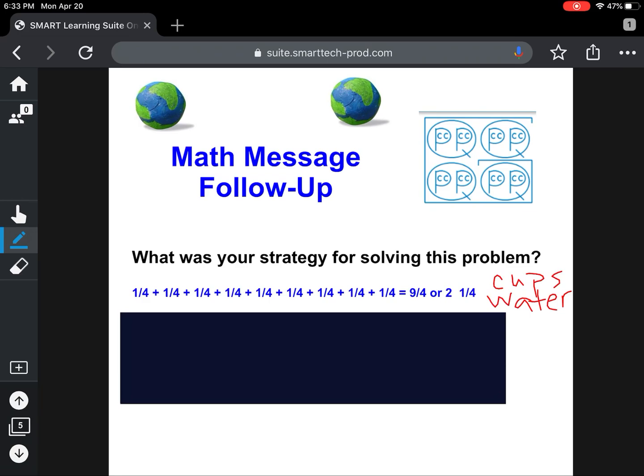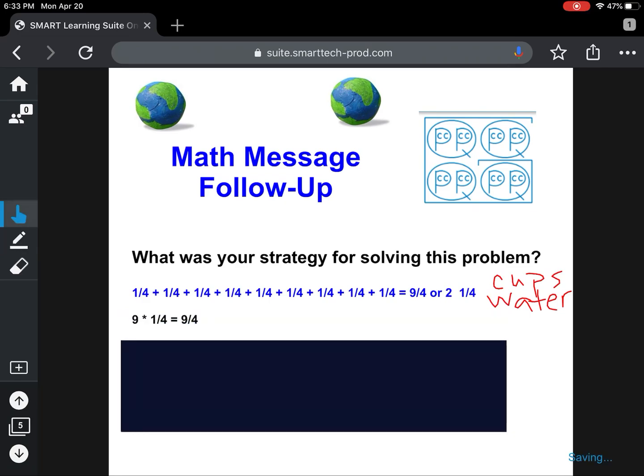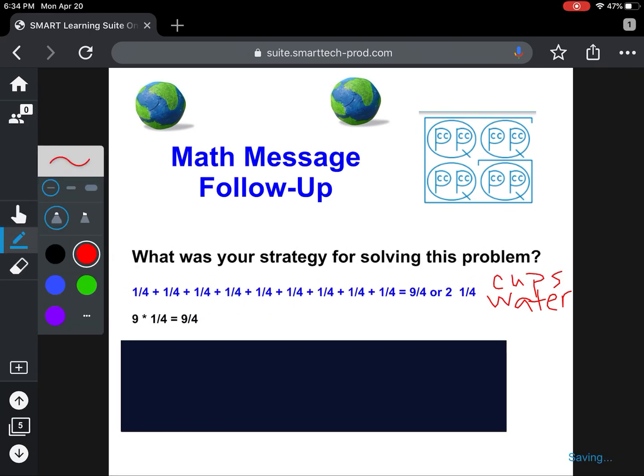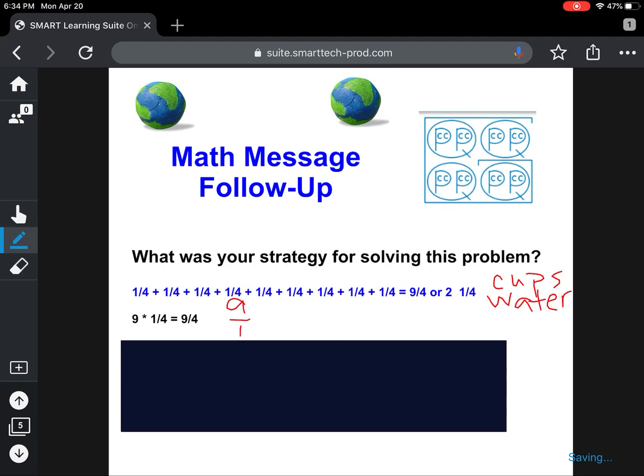Now, you maybe used a different strategy. You might have taken 9 for the 9 members and multiplied that times 1/4. We learned in Unit 6 that you could multiply a whole number times a fraction. You take the whole number 9, put it over a 1, and then multiply by 1/4. Then you multiply across the top. 9 times 1 is 9, and 1 times 4 is 4. So you get a total of 9/4 or 2 1/4 cup of water.